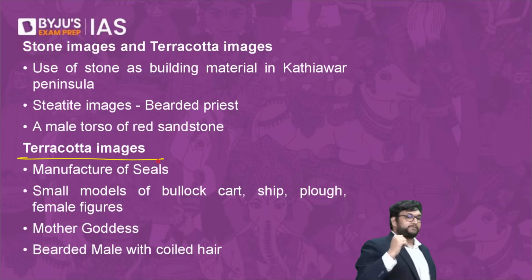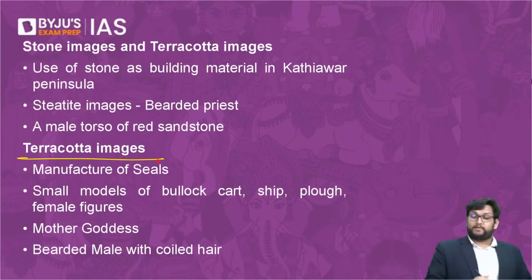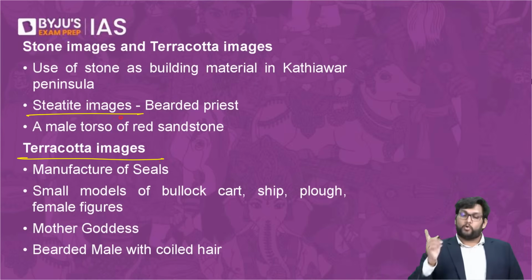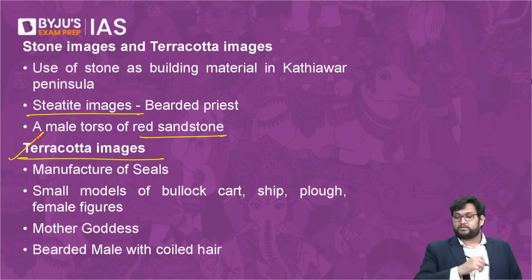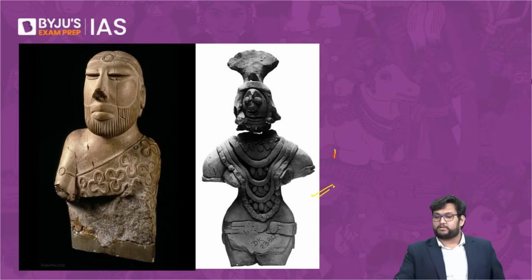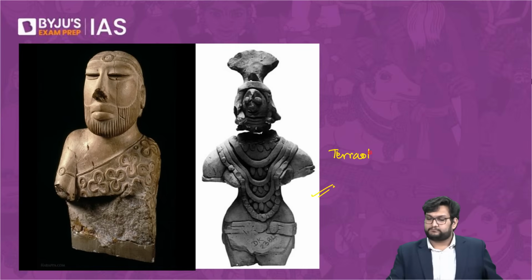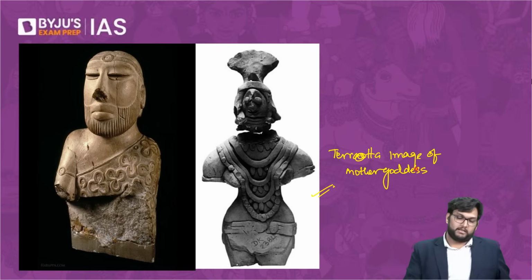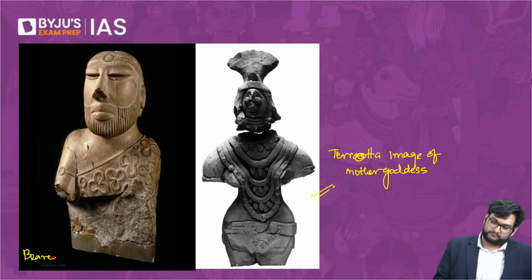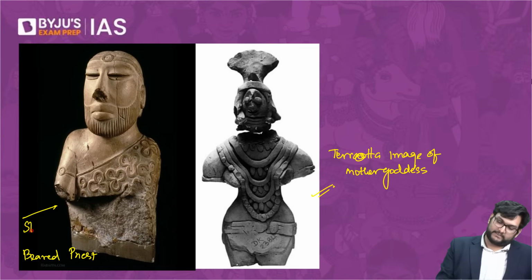So you have stone sculpture, you have steatite sculptures, you also have red sandstone sculpture, you also have terracotta images, and terracotta images of the mother goddess. This is terracotta, image of mother goddess, to the bearded priest, which is basically steatite.